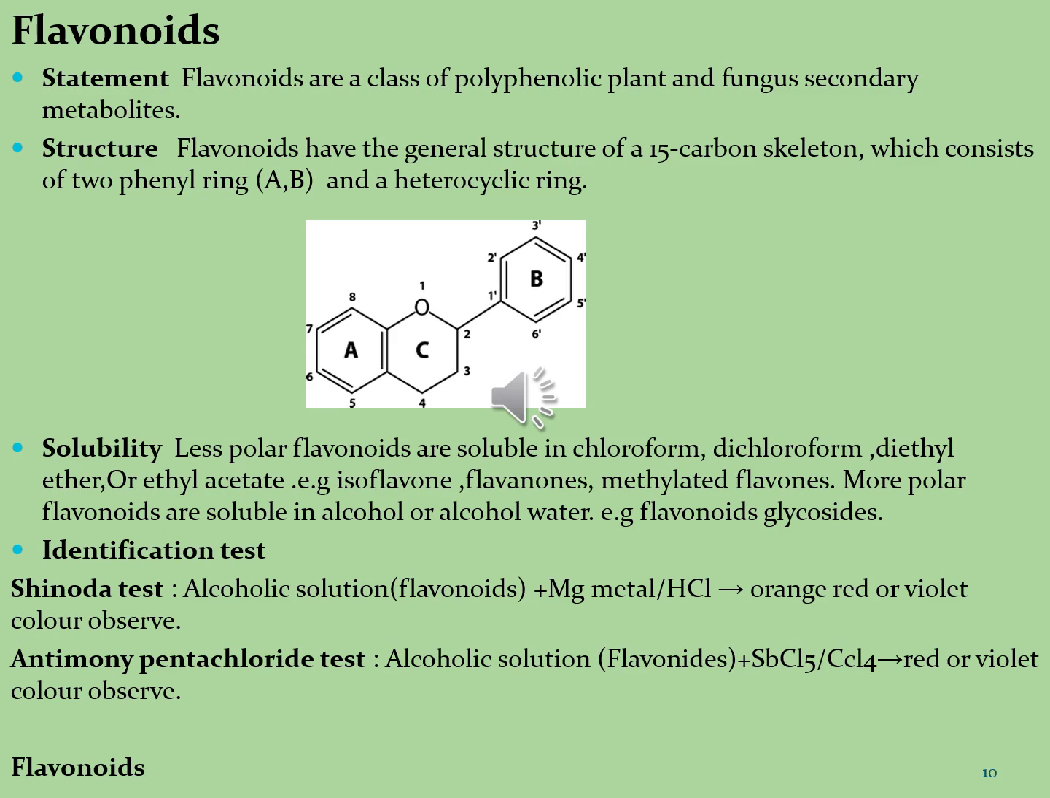Flavonoids are identified by using the Shinoda test and the antimony pentachloride test. In the first test, an alcoholic solution of flavonoid is taken with magnesium metal and hydrochloric acid. It gives an orange, red or violet color, which indicates the presence of flavonoid molecules. In the antimony pentachloride test, an alcoholic solution of flavonoids is added to antimony pentachloride and carbon tetrachloride solutions. It gives a red or violet color, which indicates the presence of flavonoid molecules.